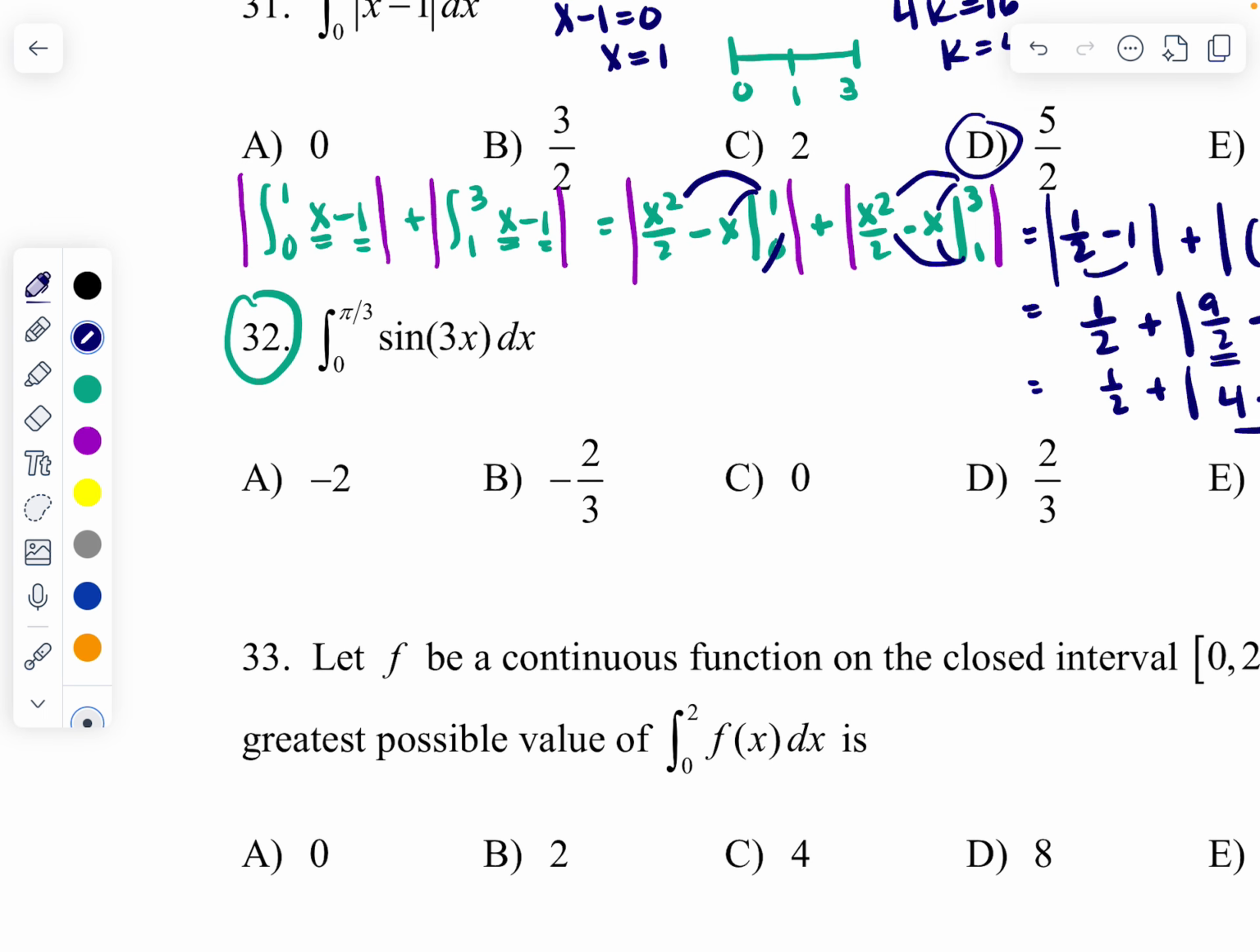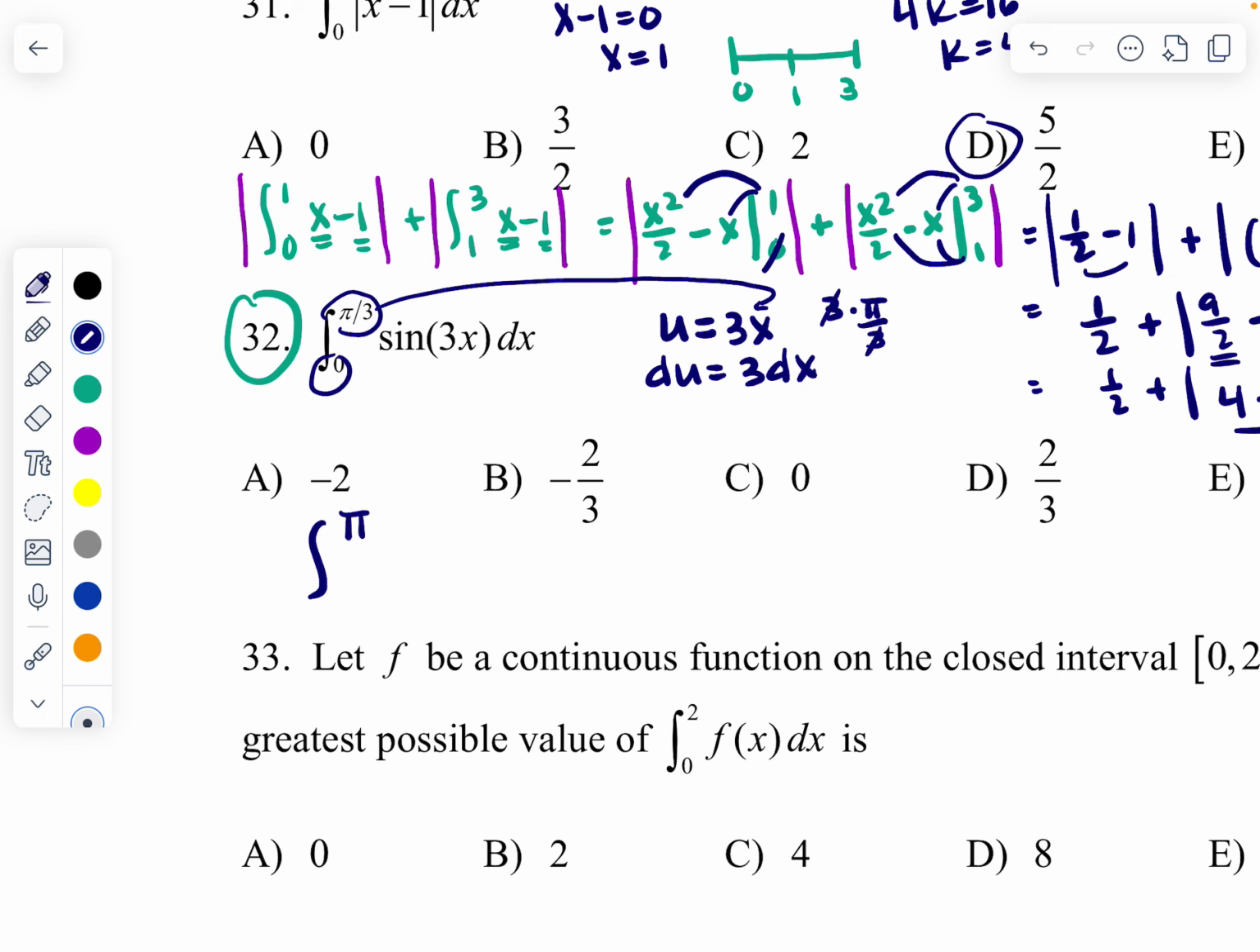What do you think your u is going to be? So the u in this case is going to be 3x. That means your du is going to be 3dx. Okay, so if I do the substitution, I'm going to have the integral. Don't forget to change your boundaries. If I plug in pi over 3 here, 3 times pi over 3, the 3's cancel out, leaving me with just a pi. And if I plug a 0 in there, that one's easy. 3 times 0 is 0.